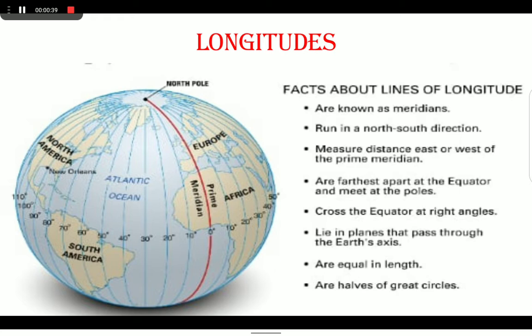Longitudes are imaginary lines running from the north pole to the south pole. These are called meridians of longitude. All of the imaginary lines which run from the north pole to the south pole are called meridians of longitude. These are marked as degrees, and all these longitudes are equal in length.